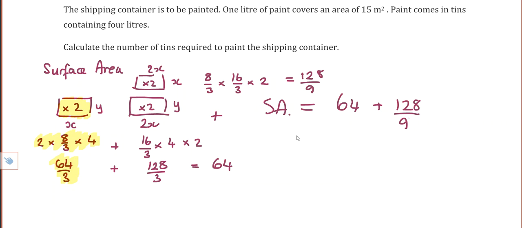I got 256 over 9. Oh, oops, I forgot the 2. So 256 over 9. That looks better. So 64 add 256 over 9 is 832 over 9.